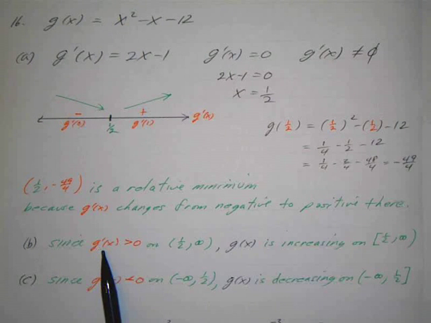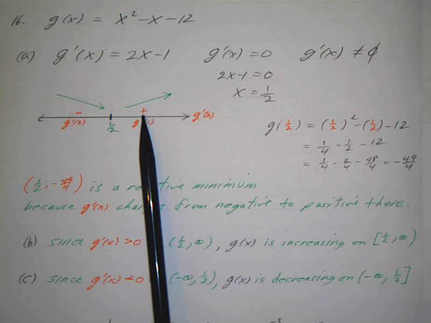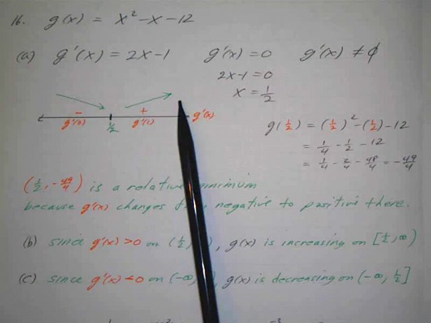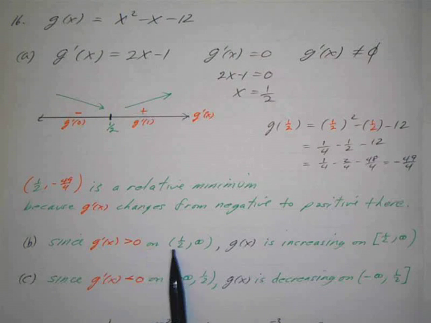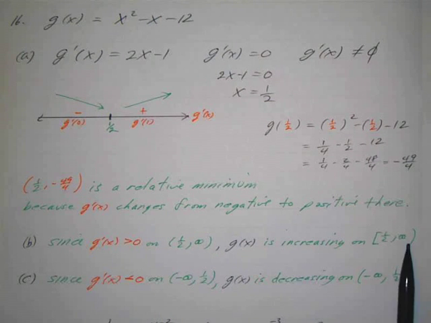They wanted b, where is it increasing? So when the derivative is positive, the function is increasing. So since g prime of x is positive on the interval 1/2 to infinity, g of x is increasing on 1/2 to infinity. We use a closed interval when it's defined, of course. And since g prime of x is less than 0 on negative infinity to 1/2, the function is decreasing on the interval negative infinity to 1/2 inclusive.